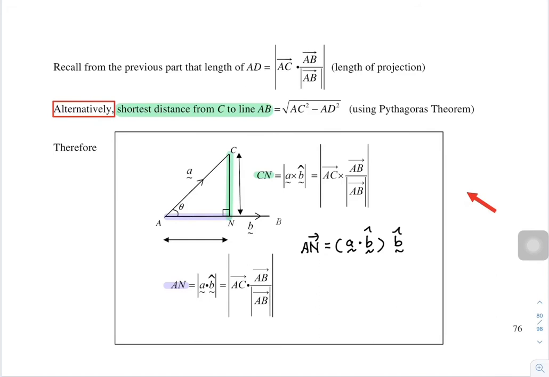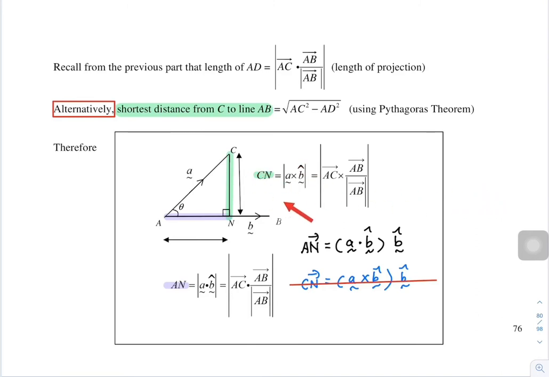Right, so is it possible for us to deduce the same formula for CN? That is, we say CN is equal to A cross B unit vector and then multiply by the unit vector itself. Can we actually use the same formula in this case just by changing the dot to the cross? Now this is not allowed because this is not the correct formula. In order for us to find the vector CN itself, basically we need to find AN, perhaps using this formula, and then find CN by using the triangle law.